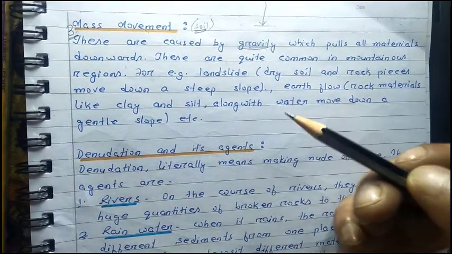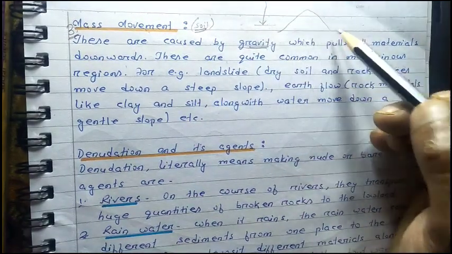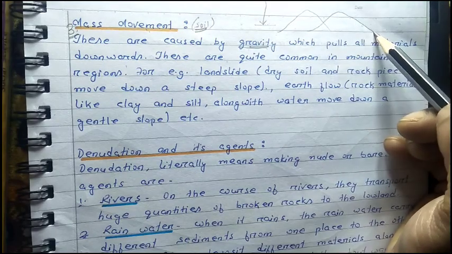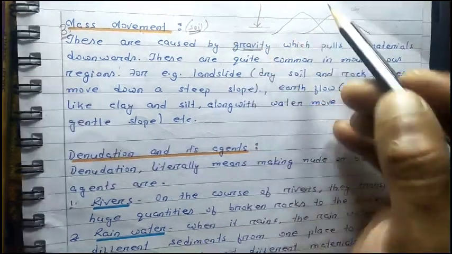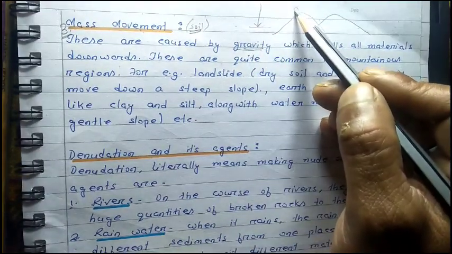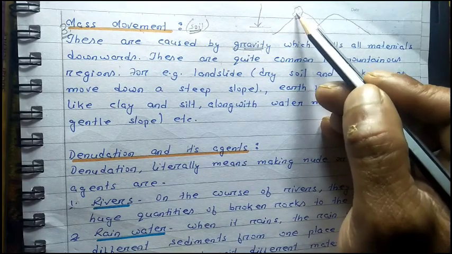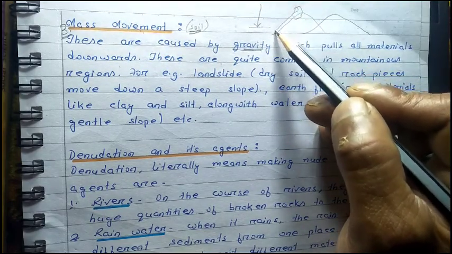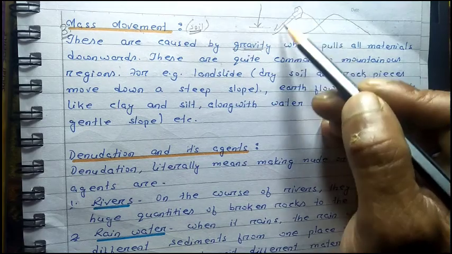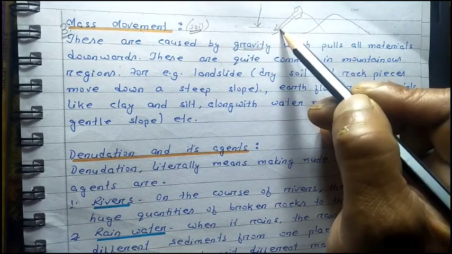So sometimes it happens, especially in the mountainous regions, that because of this gravitational force, the rock materials or the soil come down from the upper part towards the lower part of the mountainous areas.